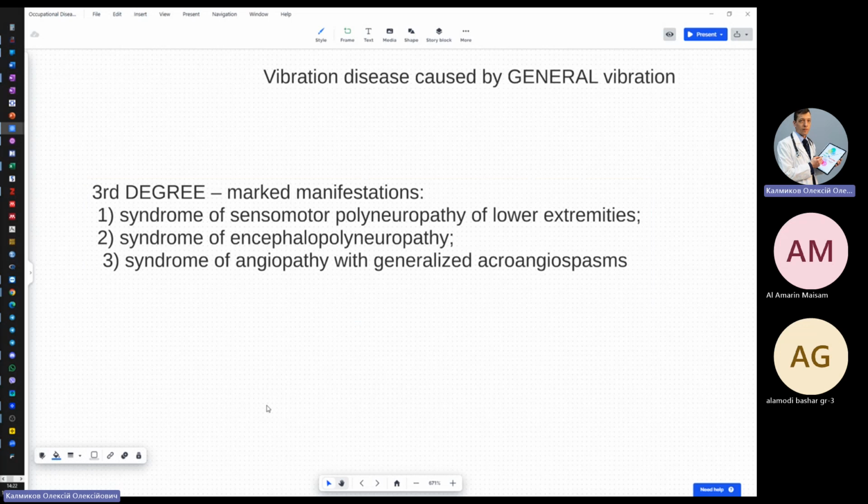We have, again, maximally expressed changes: sensory motor polyneuropathy of lower extremities and systemic syndrome of encephalopathy, development of it, and syndrome of angiopathy with generalized acroangiospasms. And I must say that both regarding vibration disease caused by local vibration and general vibration, frankly, I have never met patients with these conditions.